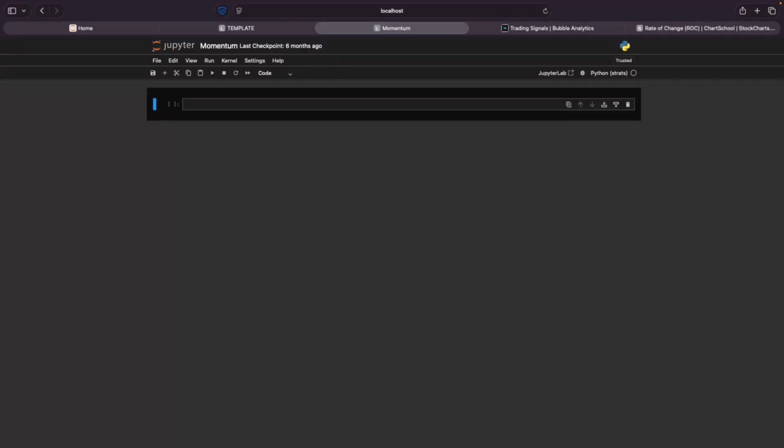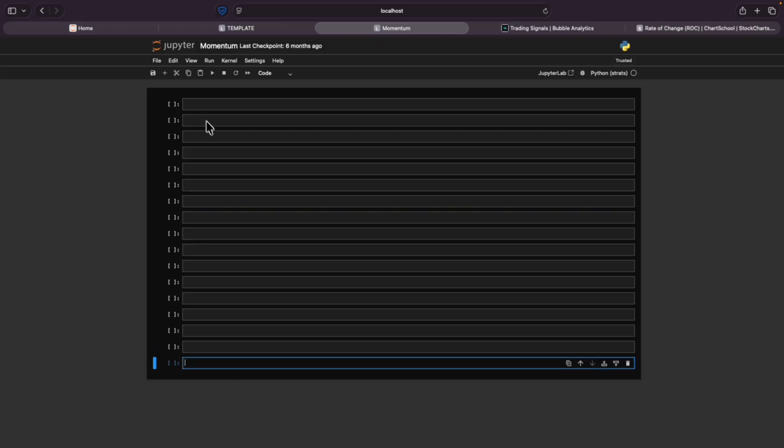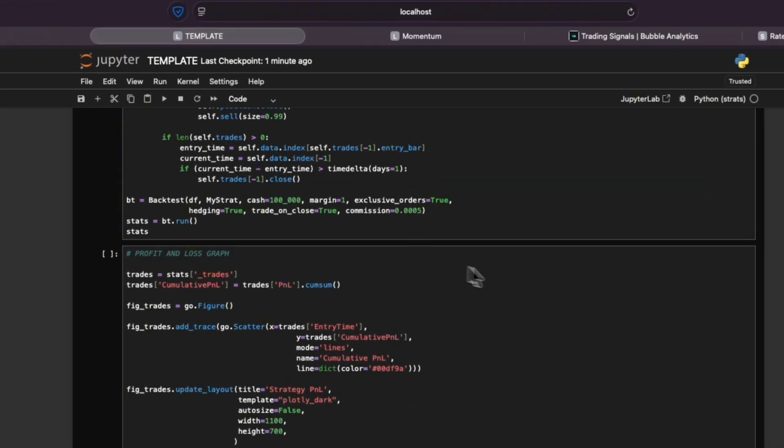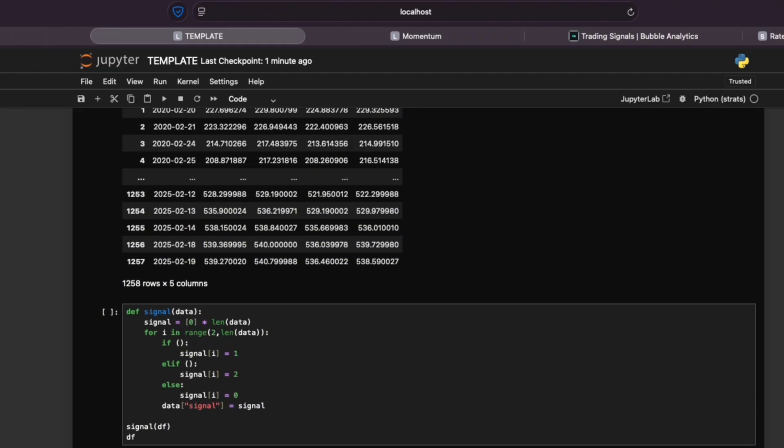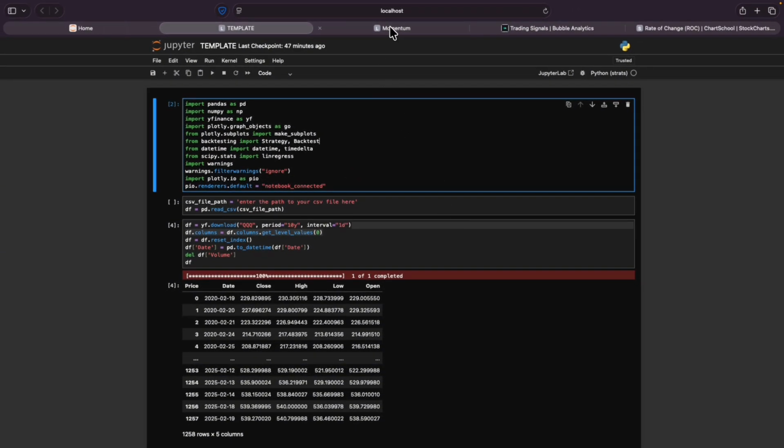Okay, let's get into it then. So I've opened up a fresh Jupyter notebook. I've renamed it Momentum here, and I'm just going to click in the first cell, hit Shift Return a few times to create some empty cells. To save time, we'll be pasting as usual from our template here. It just contains repeatable code snippets that we use each time to create a strategy and backtest it.